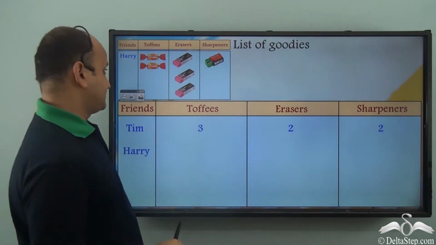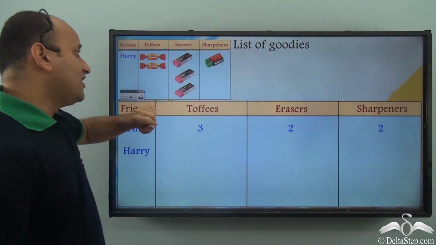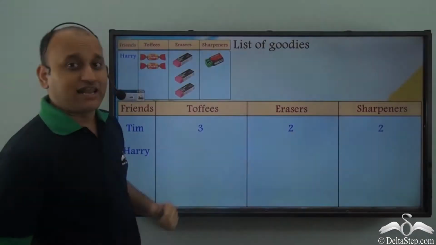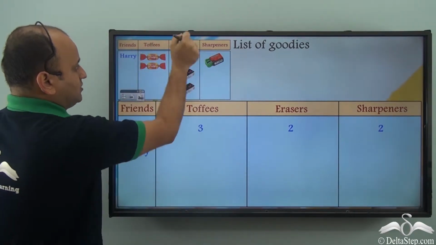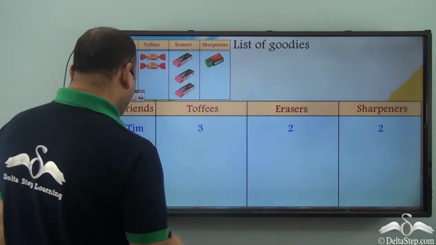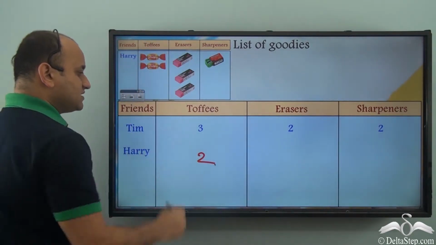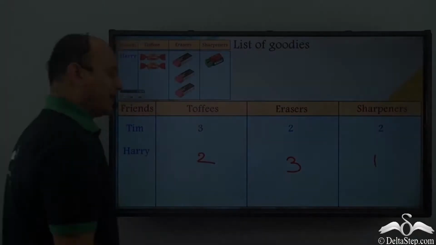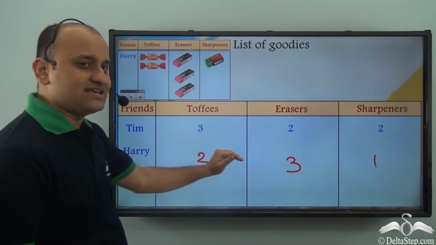Now let's see what Harry collected. Now again you have a pictograph, and by interpreting this pictograph you will be able to extract information and then compare that with Tim's collection. So let's see. Toffees, you have 2 of them, right? Erasers, you have 3 of them, and sharpeners, you have 1. So in case of Harry, toffees 2, erasers 3, and sharpener just 1. So now you have Tim's collection and Harry's collection.